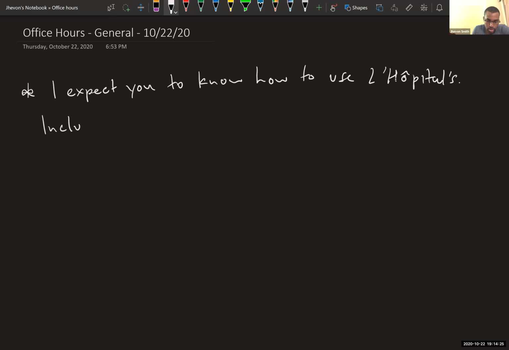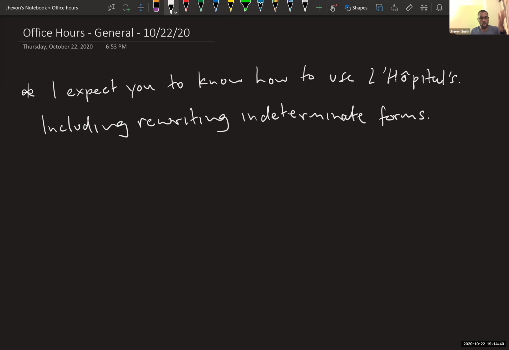Including situations where you have to rewrite indeterminate forms. So just to do a quick Calc 1 example of what I'm talking about, if you see something like this, I expect you to know how to deal with it, right? Like x to the x, as x approaches 0 from the right. This approaches 0 to the 0, which is an indeterminate.